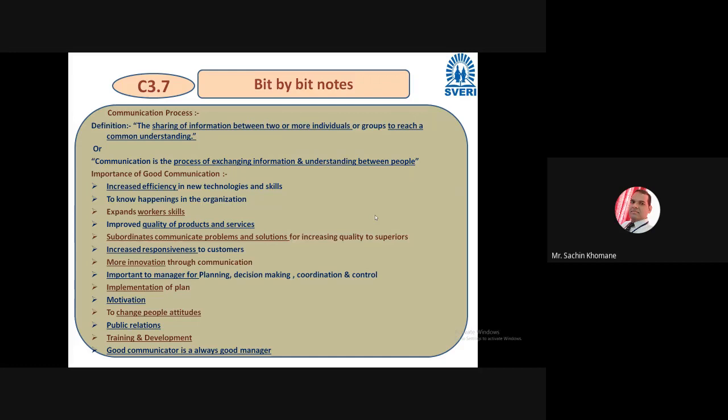Friends, the basic definition of the communication process is the sharing of information between two or more individuals or groups to reach a common understanding. So what is the communication process in short? If you want to remember, it is the sharing of information between two or more individuals. That process is called the communication process.